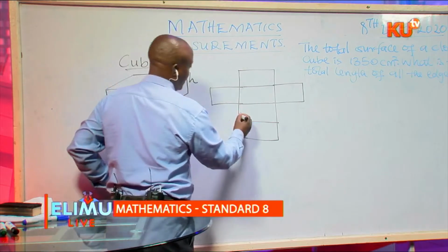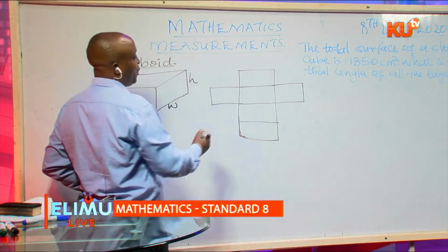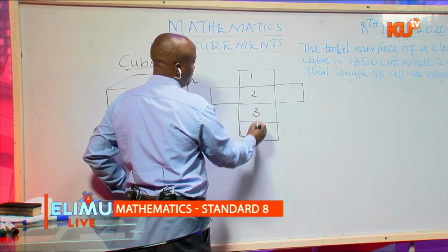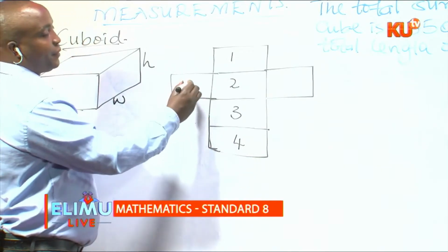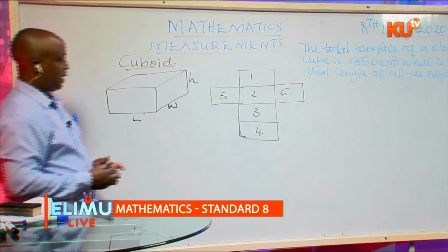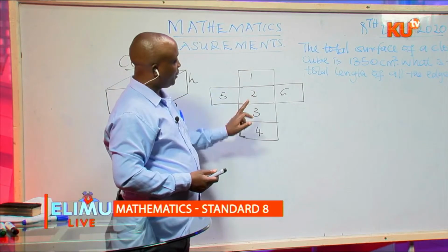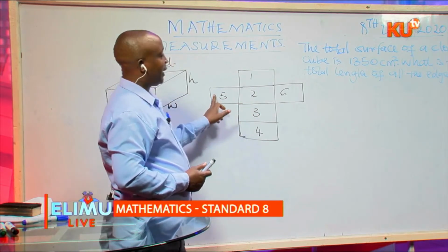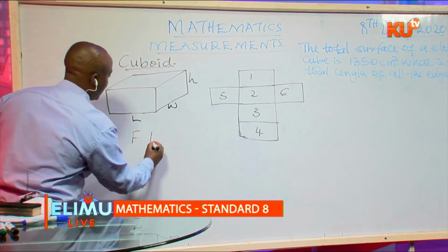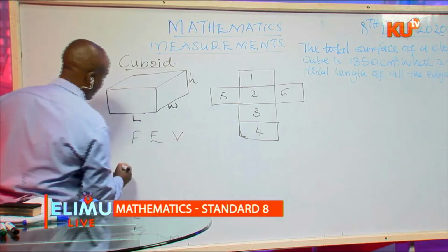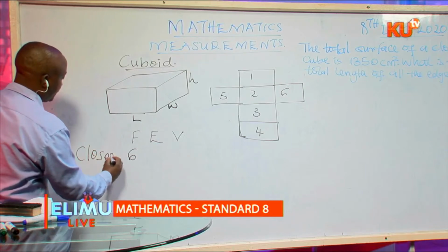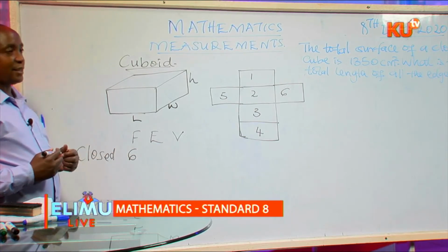So I have the following faces. Just like the cube, I have 1, I have 2, I have the third one, the fourth one, the fifth one, and the sixth face. So it will have 6 faces. So 1, 2, 3, 4, 5, 6 faces. So for a closed cuboid, let me write like this: faces, edges, and vertices. It will have 6 faces when it is closed.